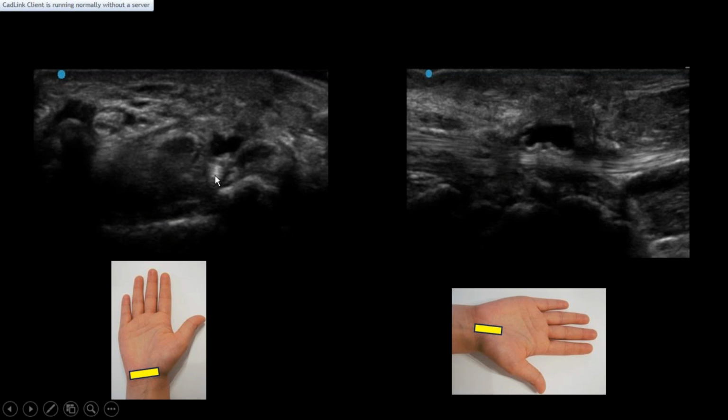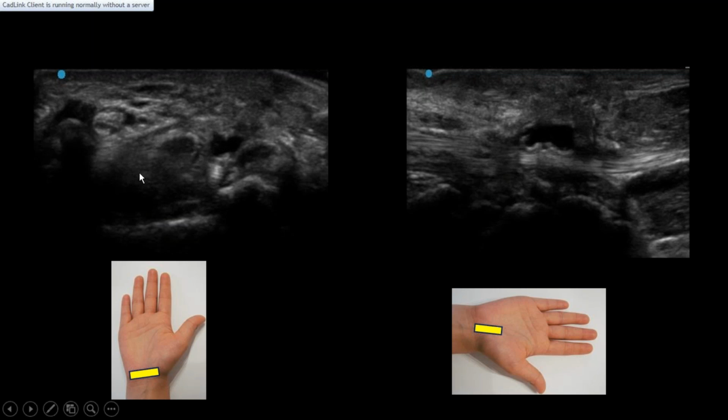So this is an FPL tendon, flexor pollicis longus. In the longitudinal view, you can see the tendon and the cyst over the flexor tendon sheath. From left to right, that's the ulnar side. So this is the pisiform bone, and that's the ulnar artery and ulnar nerve. That's the flexor retinaculum, and that's the median nerve.